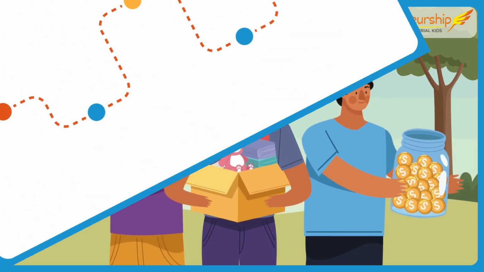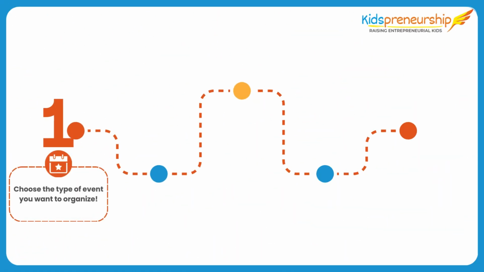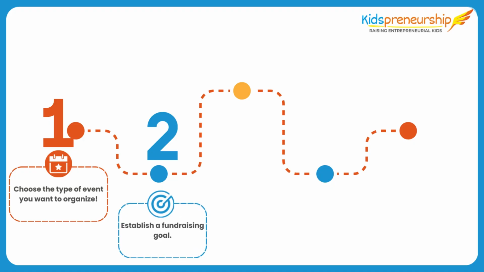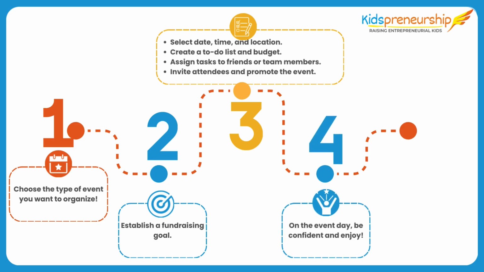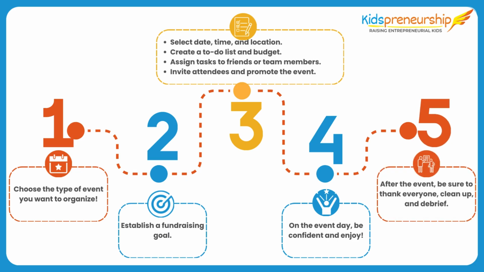Here's what to do. 1. Decide what type of event you want to organise. The choice is yours. 2. Set a goal for how much money you want to raise. 3. Follow the steps you learned. Choose the date, time, and location. Make your to-do list and budget. Assign jobs to your friends or team members. Invite people and promote your event. 4. On the day of the event, run it with confidence and have fun. 5. After the event, remember to thank everyone, clean up, and debrief.